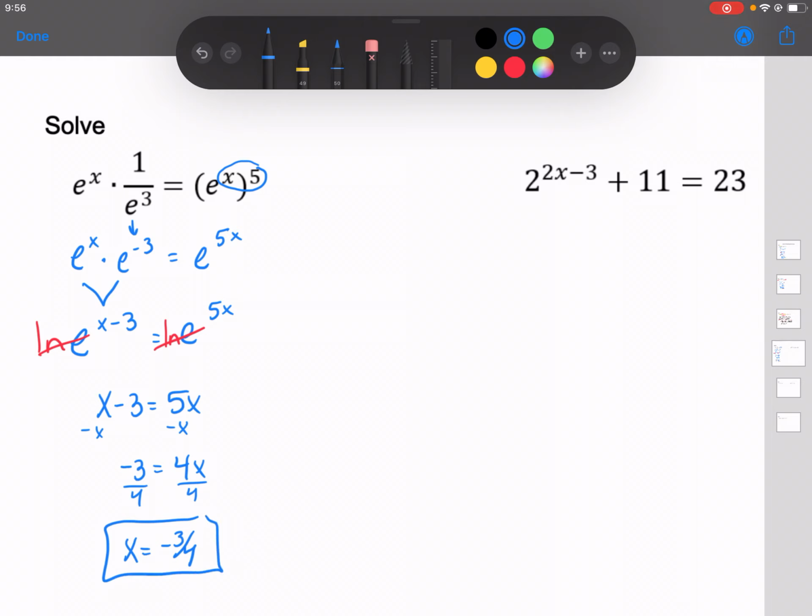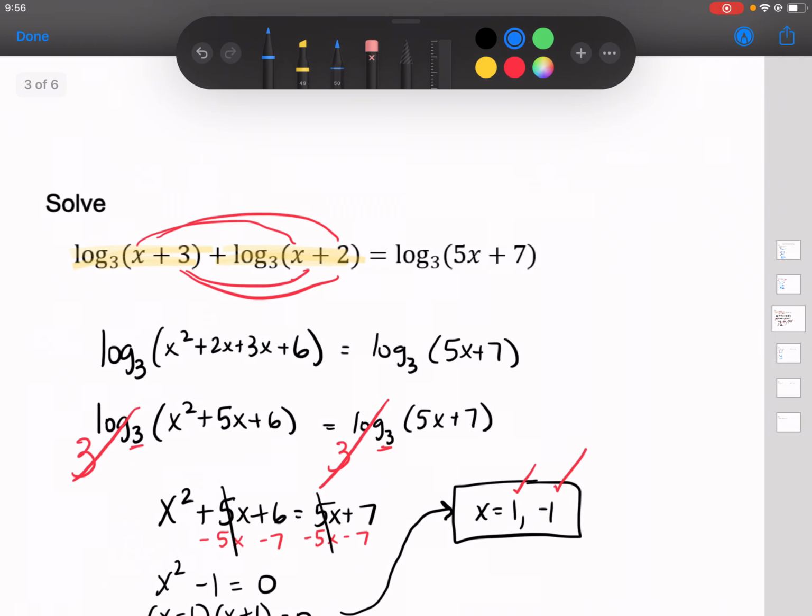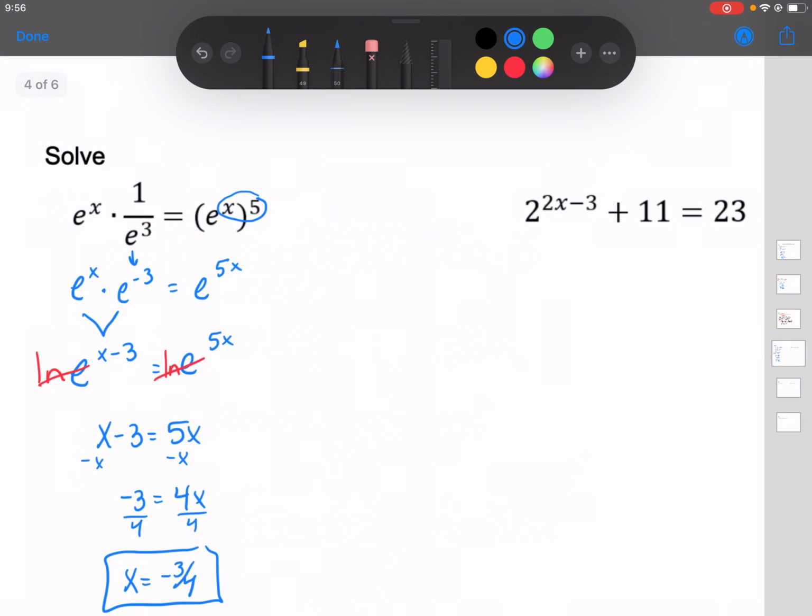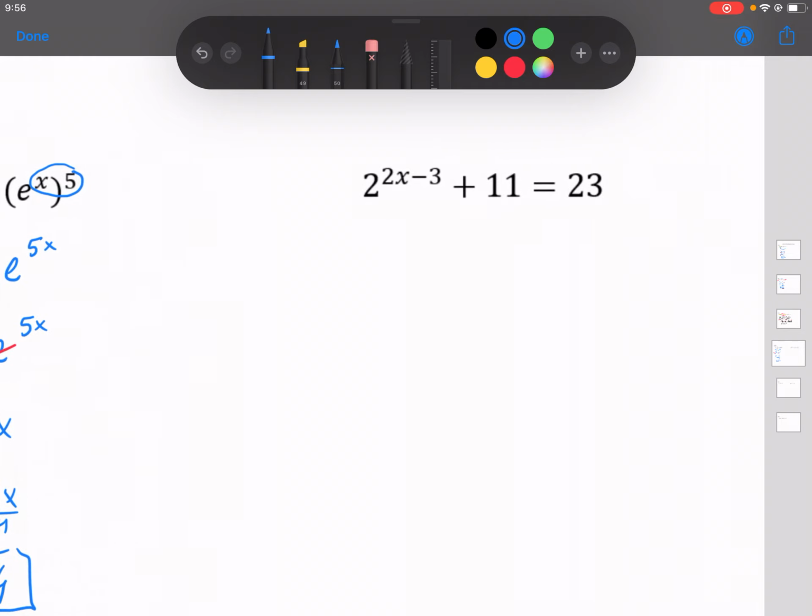Now, when it comes to exponential equations, there's actually no such thing as having an extraneous solution because x can be anything. It's only when the original problem has a log in it that there can be extraneous solutions. So you can check your answer and just double check, but for sure this has to be right.